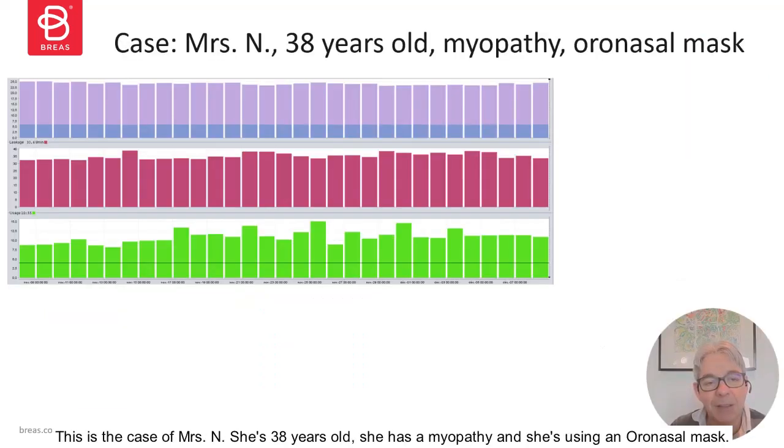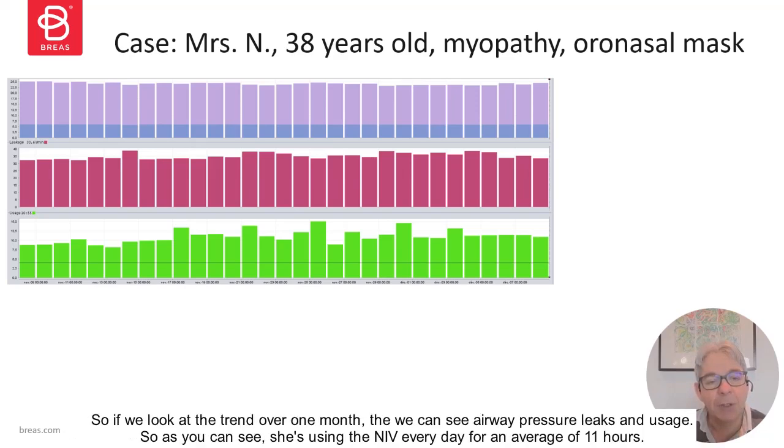This is the case of Mrs. N. She is 38 years old. She has a myopathy and she's using an oronasal mask. If we look at the trend over 1 month, we can see airway pressure, leaks, and usage. As you can see, she's using the NIV every day for an average of 11 hours.